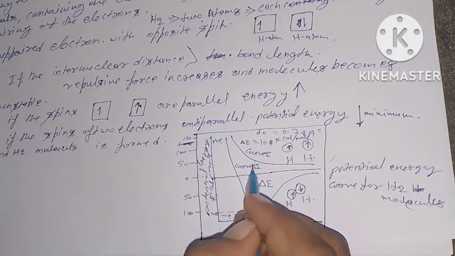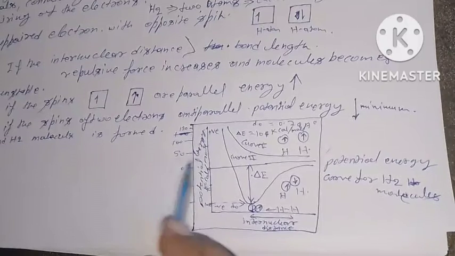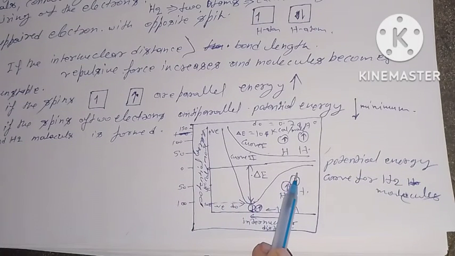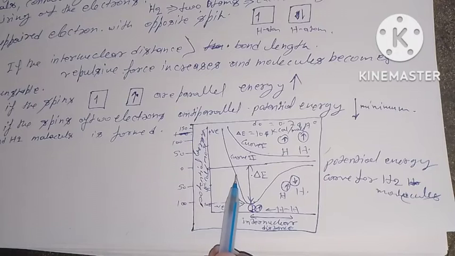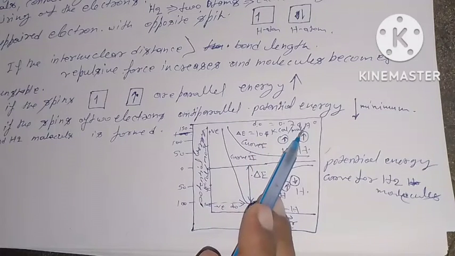The curve second shows that when atoms having opposite electron spin come closer, their energy decreases, and if the distance between them reduces further, the energy begins to increase for H2 molecules. The bond distance is 0.74 angstrom.